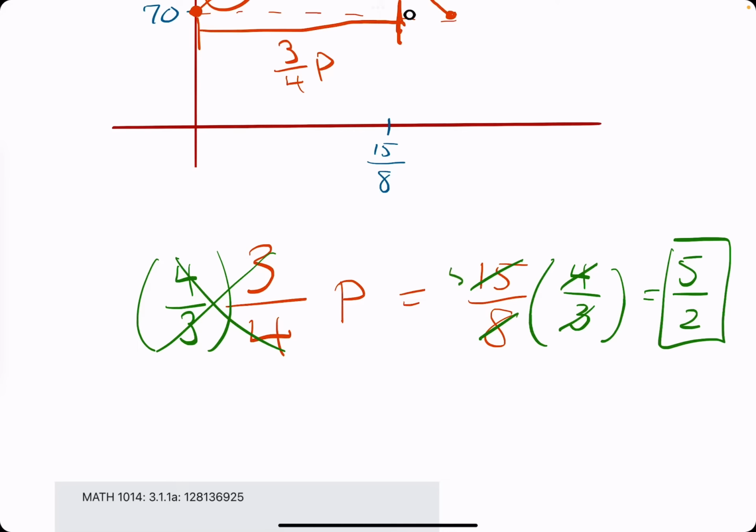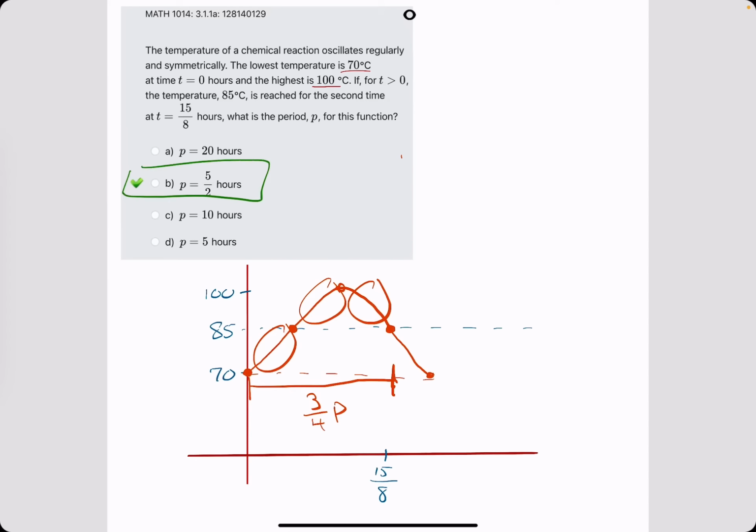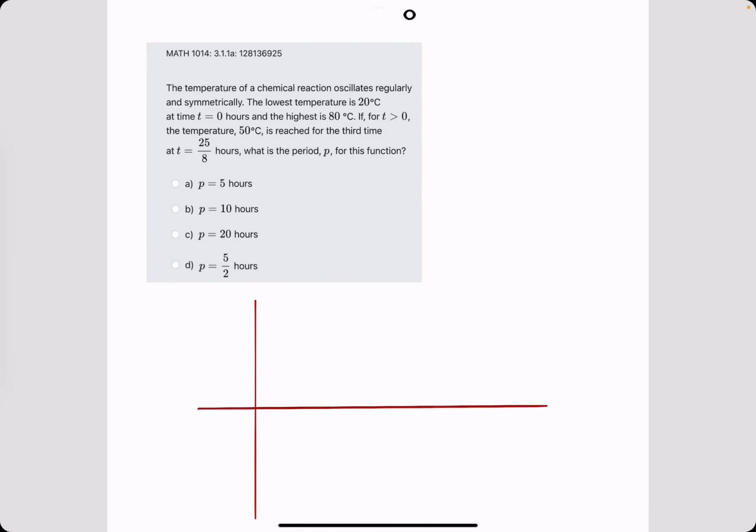Hope that made a little bit of sense. This simplified to 5/1, then this simplified to 1/2. So we're left with just 5/2. And I'm going to go with 5/2 hours. That was pretty fun, right? A little bit trickier. Let's see if we have time for one more here.